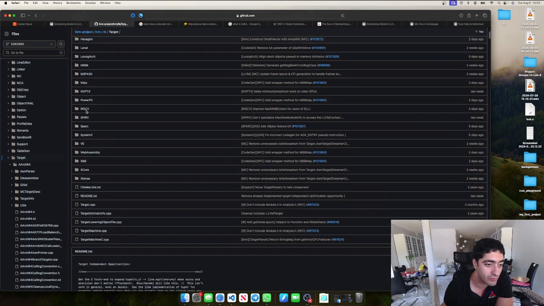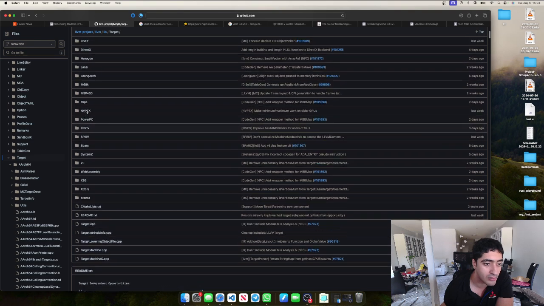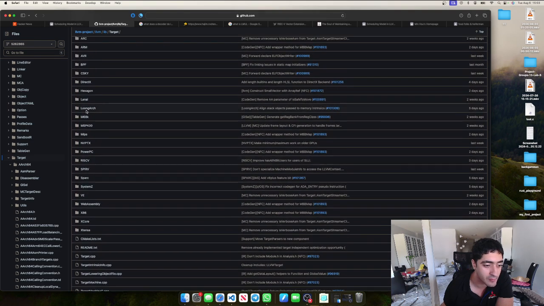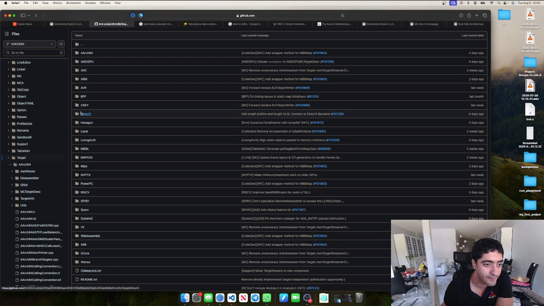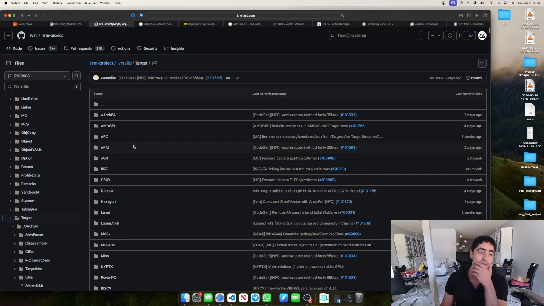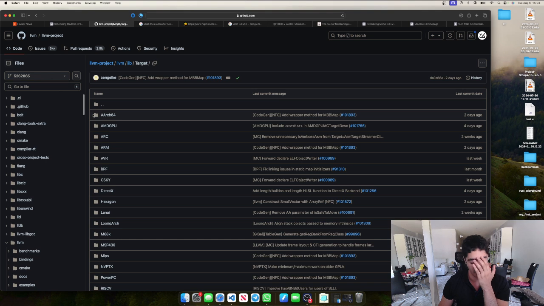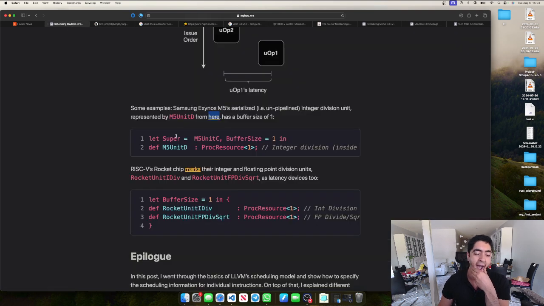AMD GPU, RISC-V, SPARC, SystemZ, BPF, AVR, CSKY, DirectX, Hexagon. Wow. These guys have all these targets. That's cuckoo. So then you write your frontend for LLVM and then it gets to the right target, I believe.